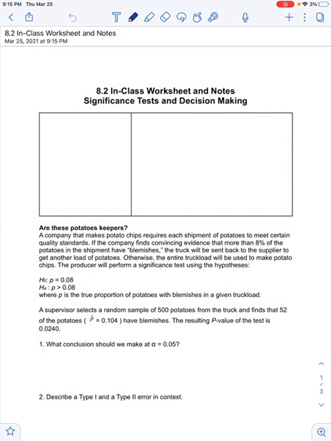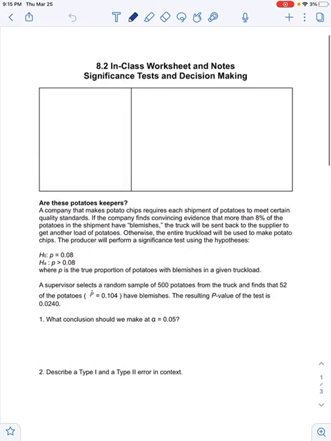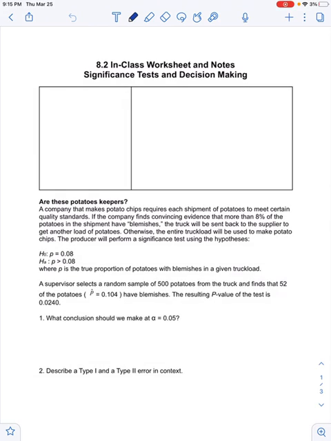All right, guys. So while I'm not doing the entire worksheet with you, what I am going to be doing is giving you some notes to get started on it. So we're going to be talking about the different types of errors that you can make, kind of like what we were talking about with the water.